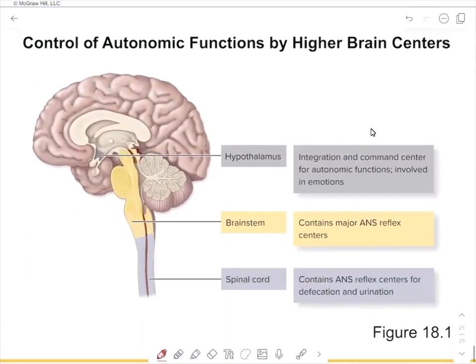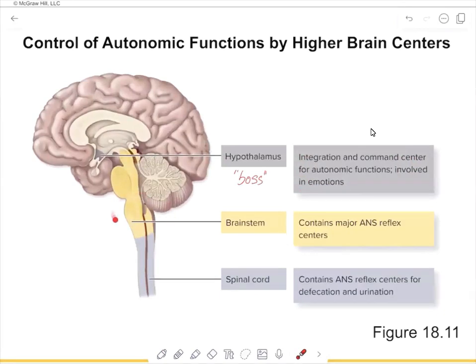So this slide is kind of summarizing what we just talked about. We can see the hypothalamus here is sort of the boss, if you will, of the autonomic nervous system. It's going to be the integration and command center for all autonomic functions and plays a role in emotions.